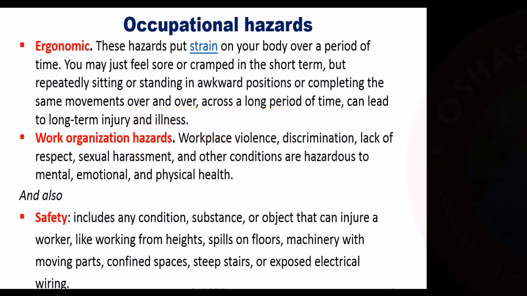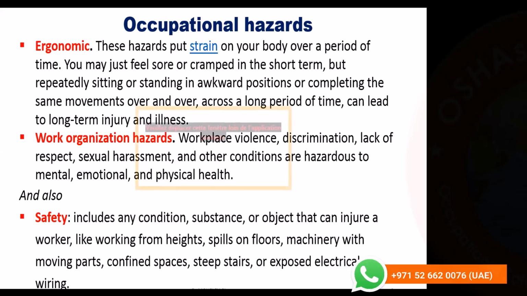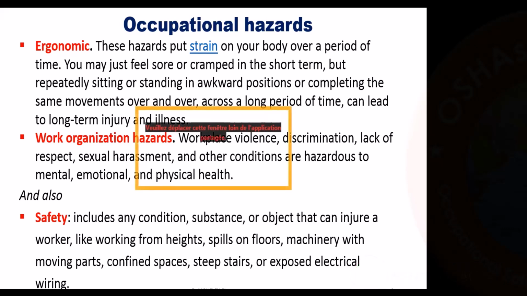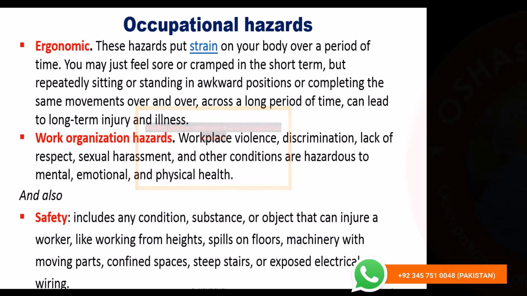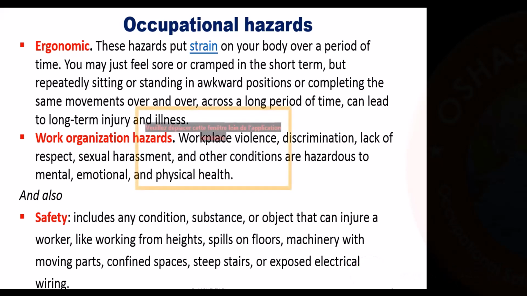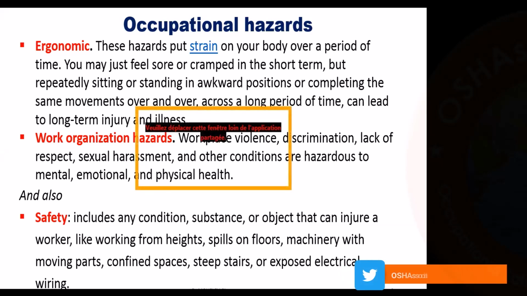We also have safety. I've just put this aside because all what we are doing is quite about safety. But when OSHA is trying to classify the different hazards, they also have what they call safety hazards. Here it includes any conditions, substances, and objects that can injure a worker, like working from heights, spills on floors, also machinery with moving parts that can cut people, and so on. We have confined spaces, stairs, also exposed electrical wiring.